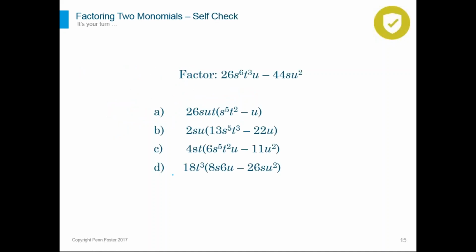A self-check, the same thing. Factor the binomial 26s to the 6th, t to the third, u minus 44s u to the second. What should you do? I'm going to give you the chance to work on it and then change my screen to give you the chance to enter your answers.